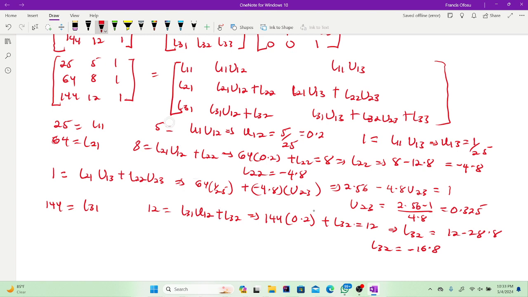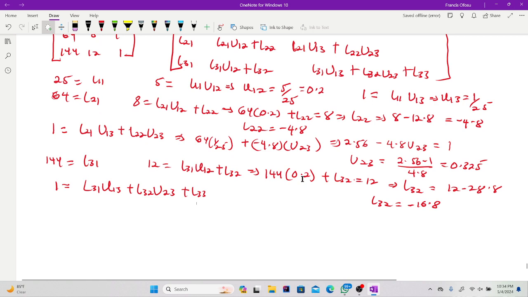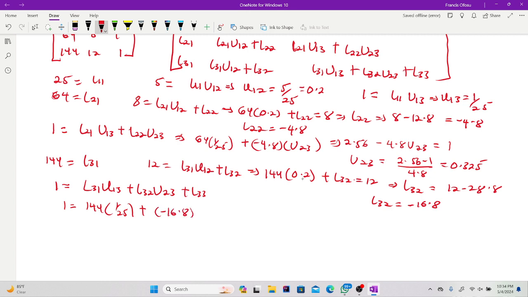Then finally, we move to the last one. Here is 1, okay? So our 1 is equal to what I have here: L31 times U13 plus L32 times U23 plus L33. So when I get this, I'll make my substitution straight away. I know L31 is 144. So 1 is equal to 144 times U13, which is 1 over 25, plus L32, which is negative 16.8, so negative 16.8 times U23. So my U23 is 0.325. So 0.325 plus L33.